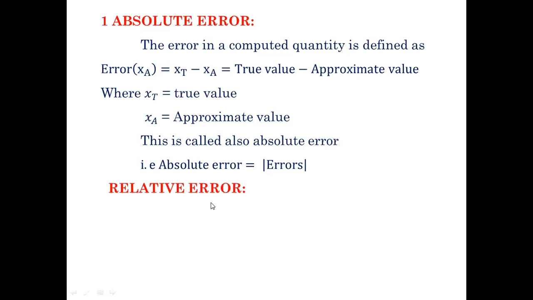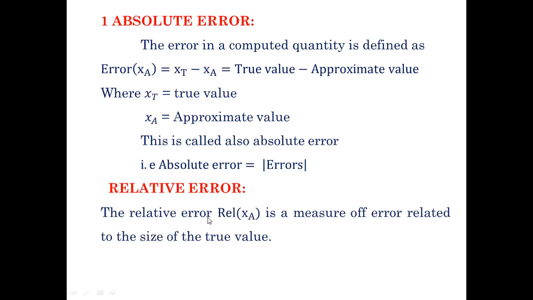Next, relative error. The relative error of xa is a measure of error related to the size of the true value. We can write relative error of xa is equal to error by true value, that is, xt minus xa divided by xt. That means the true value minus the approximate value divided by the true value.